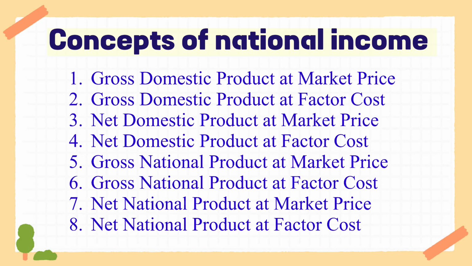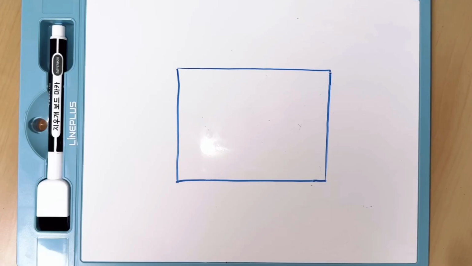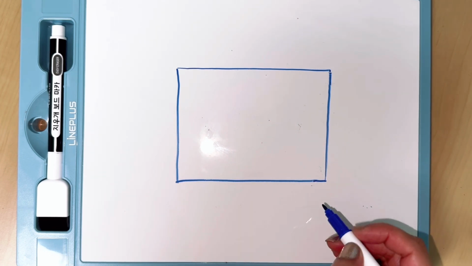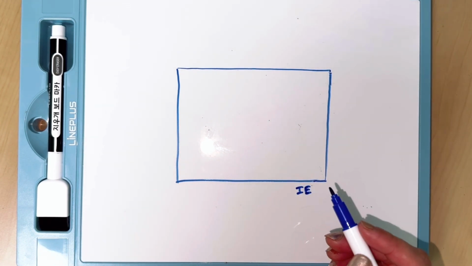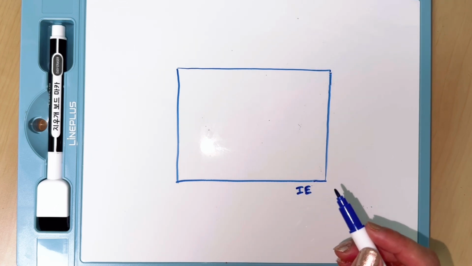There are different aggregates of national income. Each of the aggregates has a specific meaning, use, and method of measurement. But before we go into that, let's look at the relationship among these aggregates. Let us consider this box as a domestic economy, for example, the Indian economy.